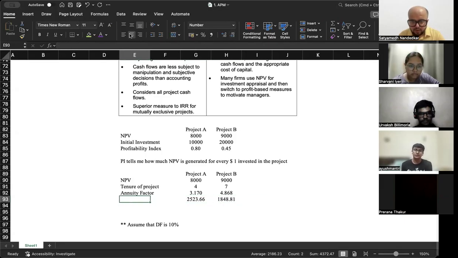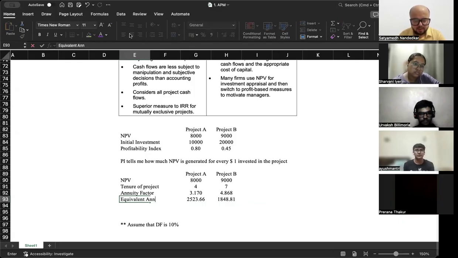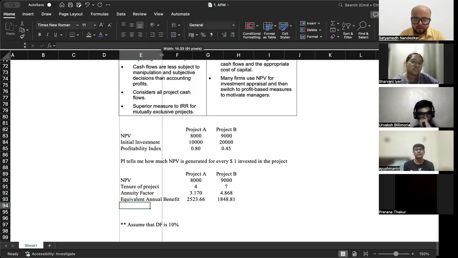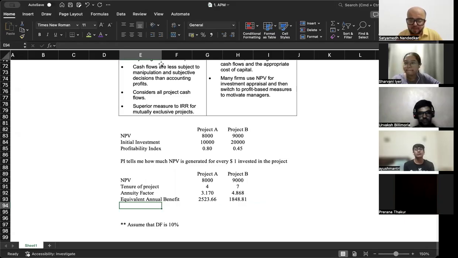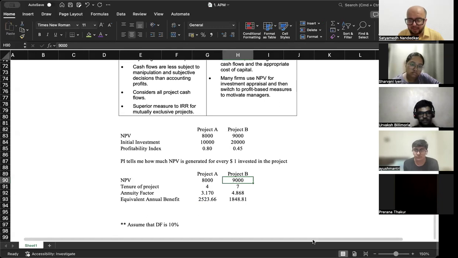This number is called equivalent annual benefit. In annual terms, how much money am I generating? How much present value am I generating each year so that the net present value that I get is 8,000 or the net present value that I get is 9,000.